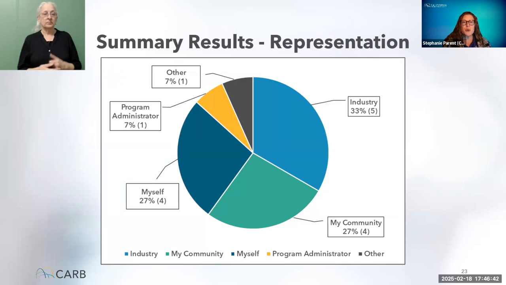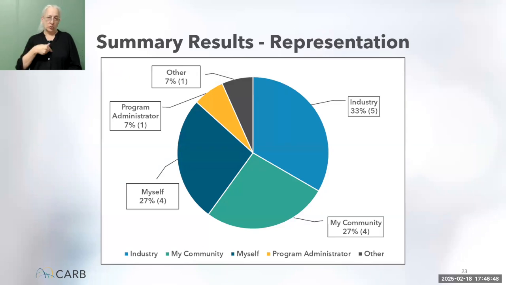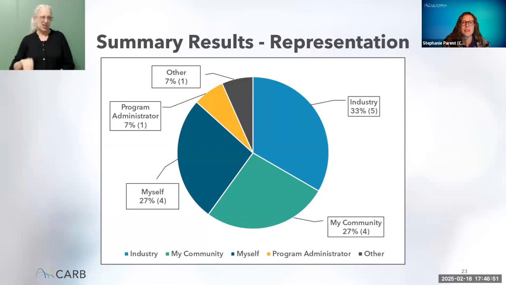The next two slides show results from the two poll questions we asked. About 45% or 15 people responded to the request to share who they represent. Most respondents, 33% or 5 people, represented industry. This was followed by 27% or 4 people each for attendees who represented their community or themselves respectively. Lastly, 7% or 1 person each identified as either a program administrator or as other, respectively.